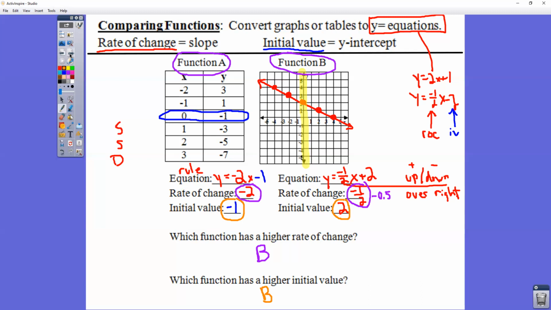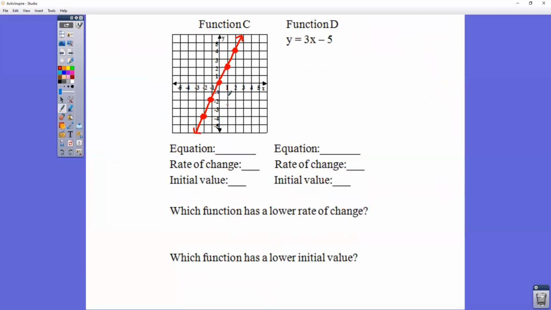So taking a look at the next kind of question, in this one we had a table and a graph. In this next one, we have a graph and we have an equation. So you're going to have your y equals and your x again, because we always have that. So taking a look at our graph, just like we did before, your number that goes in front of your x is your slope. How many you go up or down, and then how many you go over to the right. We always go over to the right, just like we read a sentence.